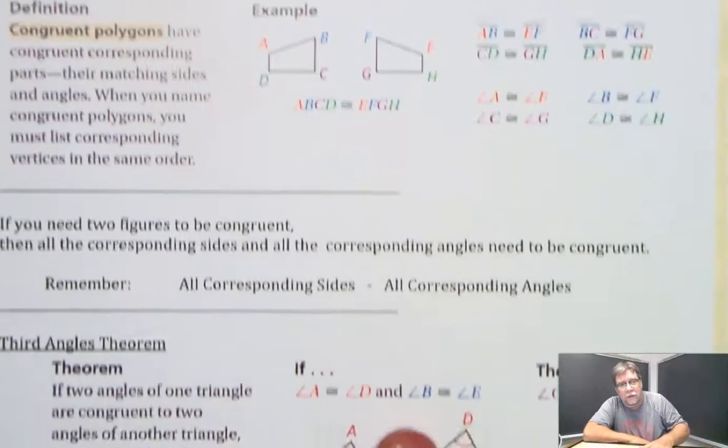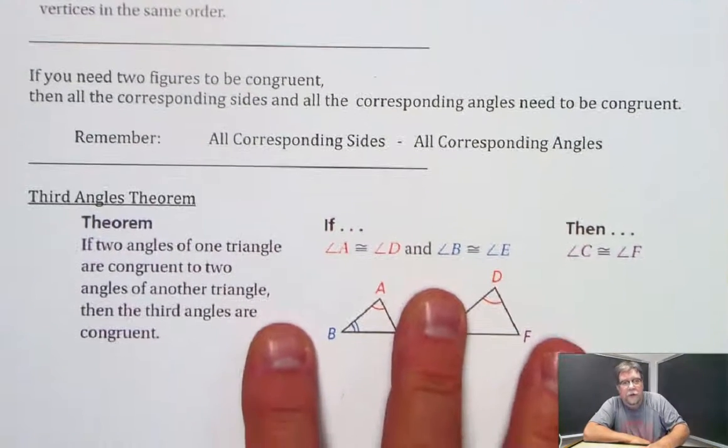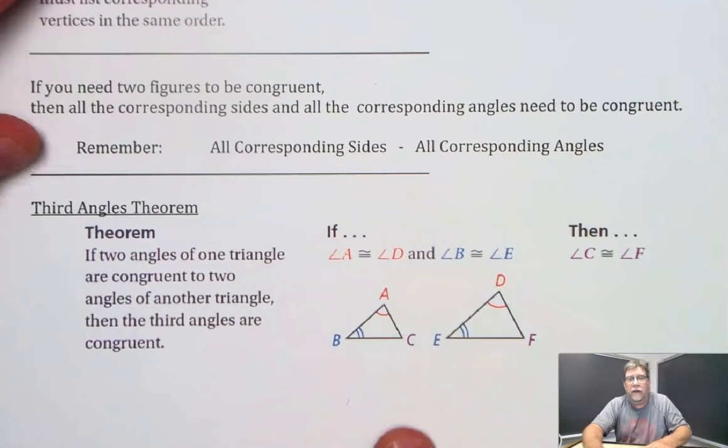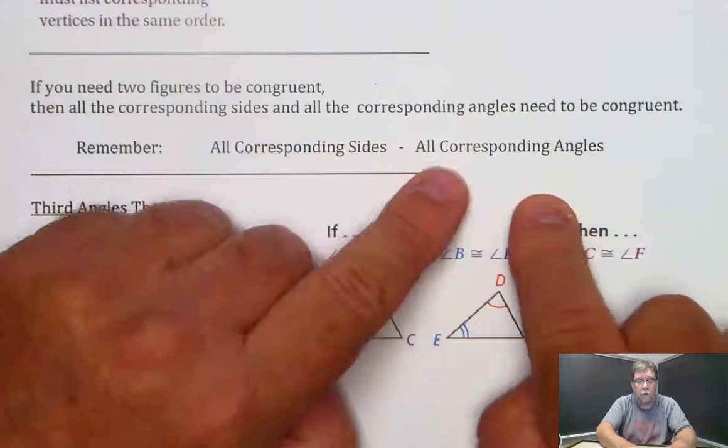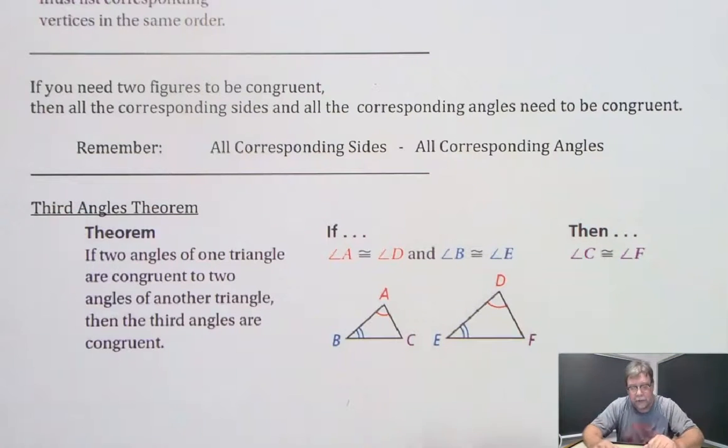So if two figures need to be congruent, then you want to show that all of the corresponding sides are congruent and all of the corresponding angles are congruent. In the case of a triangle, you've got three sides and three angles. So you've got to show that three corresponding angles are congruent and three corresponding sides are congruent. So 6 total things to show that triangles are congruent. If you're dealing with other shapes with more sides, you'd have more things to show. We're going to focus on triangles in this particular unit.